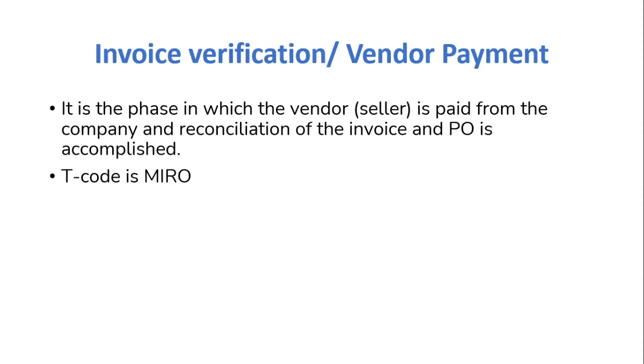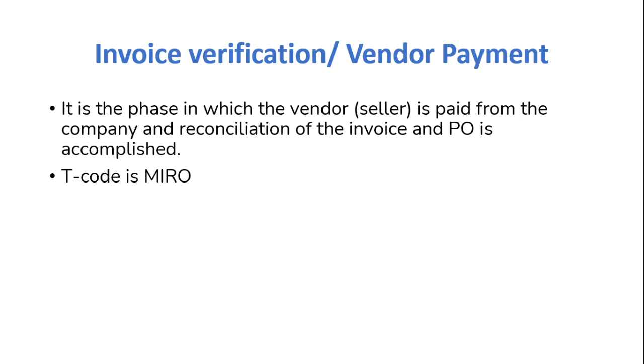Okay. After that, the invoice verification part comes. In this phase, the vendor is paid by the company in the reconciliation of the invoice, and the PO is accomplished, which means the invoice is completed and GRN is completed. Then the stock account will be debited and the GRIR will be credited in the MIGO side. Once the GRIR has the balance of the vendor, what we have to provide to the vendor, that balance amount will be added in the GRIR account.